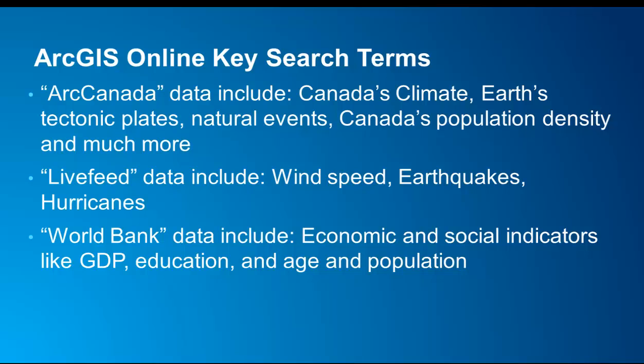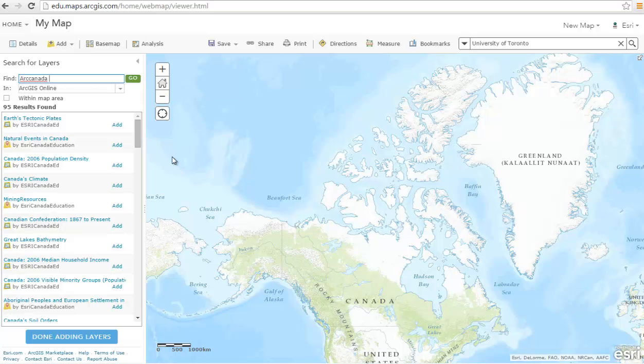This data include Canada's climate, Earth's tectonic plates, natural events, Canada's population density, and much more. Live feed data include wind speed, earthquakes, and hurricanes. World Bank data include economic and social indicators like gross domestic product, education, and age and population. Let's look for climate data in Canada using the keyword ArcGIS.